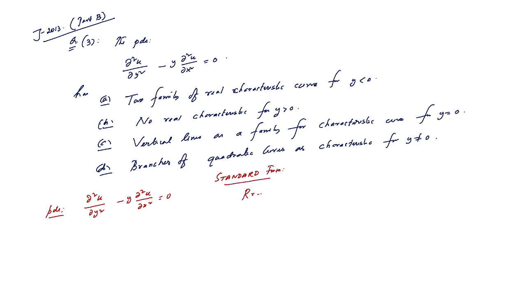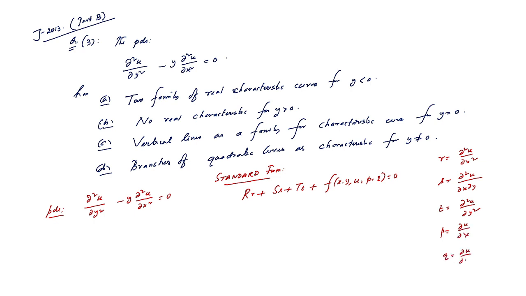So this is basically Rr + Ss + Tt + F(x, y, u, p, q) = 0. You know what is R? This is basically ∂²u/∂x². What is small s? This is basically ∂²u/∂x∂y. Small t is ∂²u/∂y². And p is ∂u/∂x, and q is ∂u/∂y. And obviously u is a function of x and y.